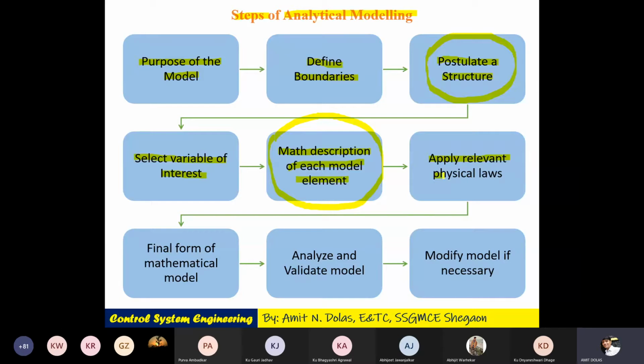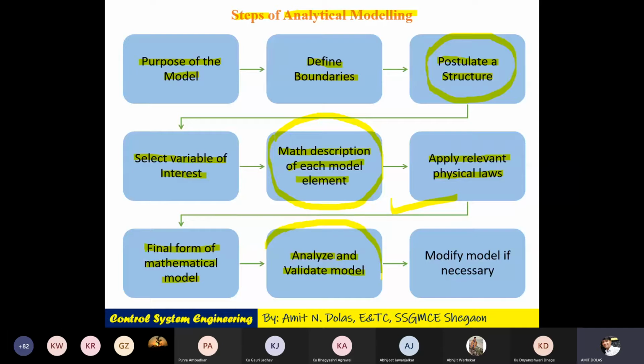Of course, mathematical equations ले रहे हैं, we should know KVL, KCL in terms of electrical modeling. And if you are going for mechanical, then Newton's laws of motion, whatever is required. Then, after this, what will you get? A final form of mathematical equation or mathematical model, we can say. So the final form of the mathematical model is ready with you at this step, but you can analyze and validate it, कुछ गलतियां है या नहीं.